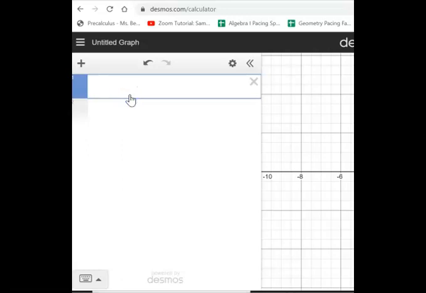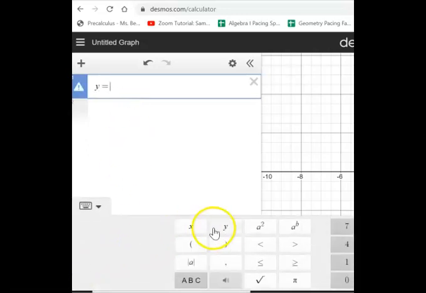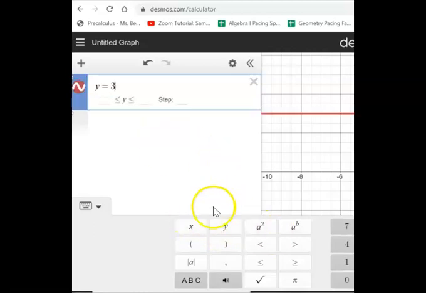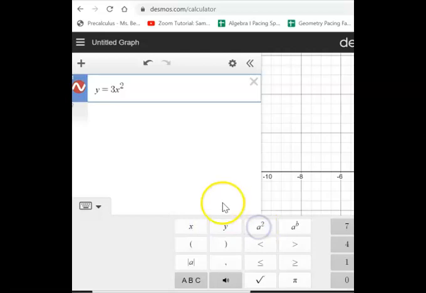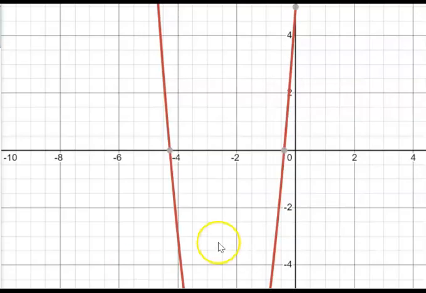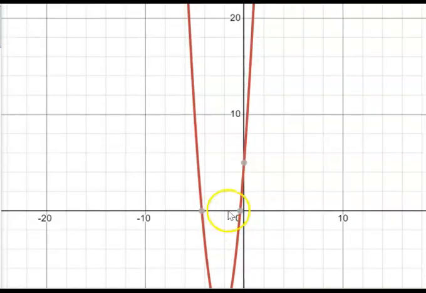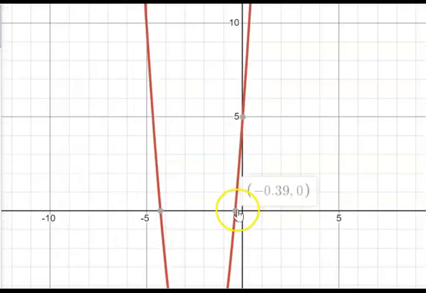I can type in y equals, and we plug in 3x squared plus 14x. I'll work this one out so I know what the solutions are. Plus 5. And now it should graph instantly. And when you graph it, you might not see the entire graph. You might have to zoom out a bit to see the whole graph.